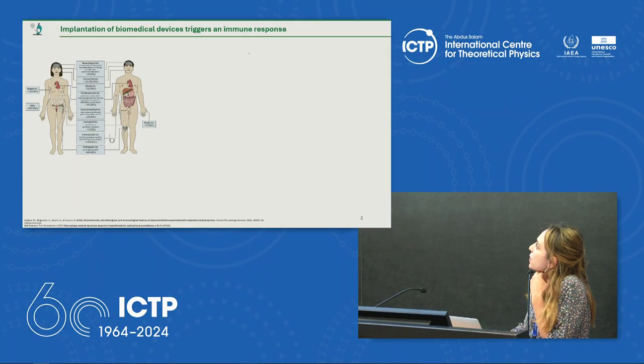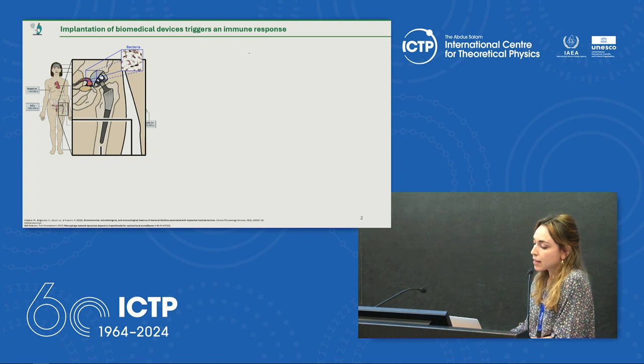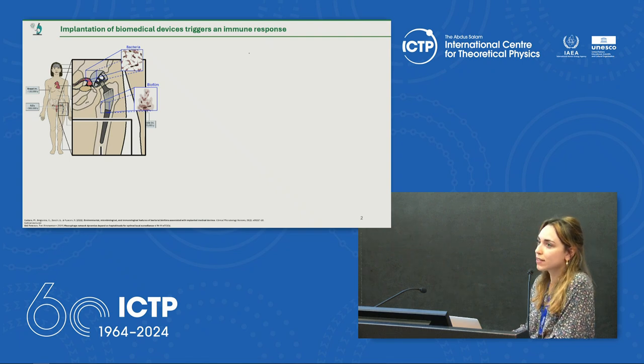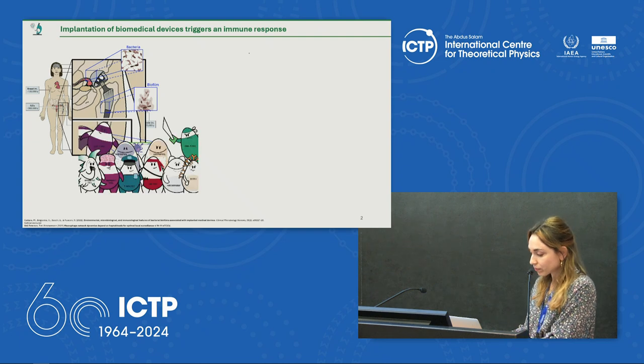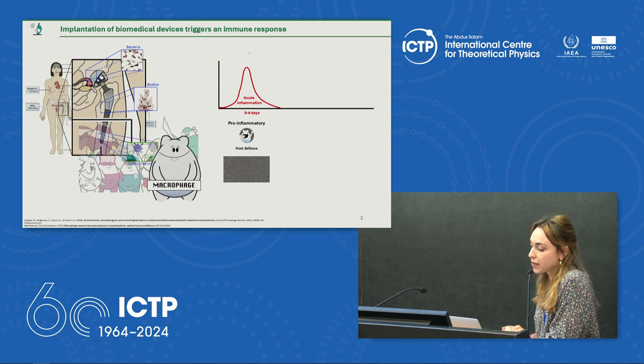First of all, when you implant a biomedical device into the body, you may have bacteria, a formation of a biofilm that triggers the immune response. But in general, when you implant something that does not pertain to your body, you have an immune reaction, and this involves several types of cells, so NK cells, leukocytes, neutrophils, and also macrophages, which are the main characters of my research. So what happens when you have an immune response?